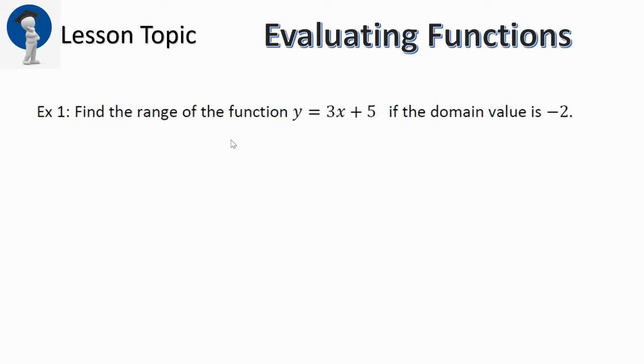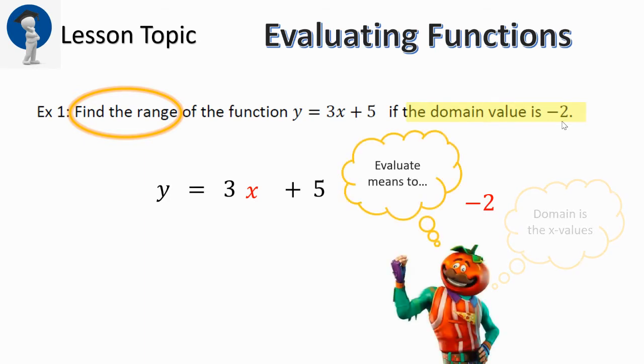So they want us to find the range of this function if the domain is -2. This is geeky math language to say we got a y and we got an x. They're giving you the x. Find the y. All right. So that's what I'm going to do. I'm going to find the range. My x is -2. So I'm going to take that -2. I'm going to put it where x is.